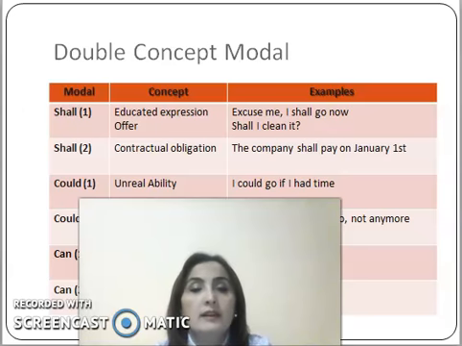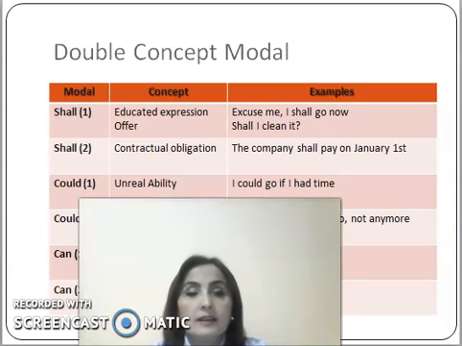The next one is "shall", and the concept here is educated expression. Offer. Excuse me, I shall go now. Shall I clean it? The next one is "shall" again, and the concept here is contractual obligation. The company shall pay on January 1st. Contractual obligation is expressed in this meaning.